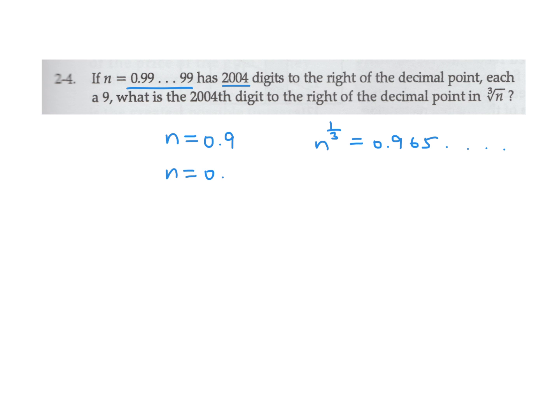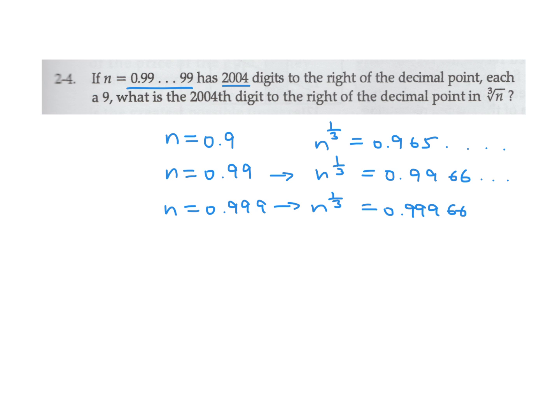Now let's continue with 0.99, and then take the cube root of that, and you'll see it's 0.9966, and so on. And then we just keep on going. We're trying to see if there's some sort of a pattern. And then this cube root is 0.999666... And then perhaps you can see a pattern, but let's just keep going in case you don't.